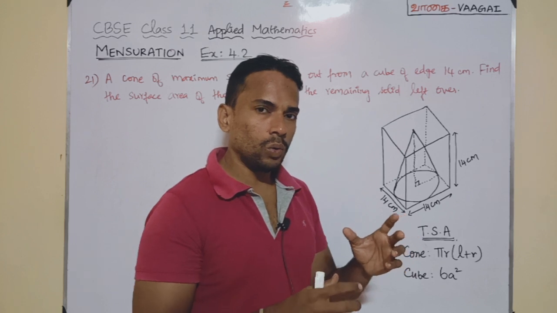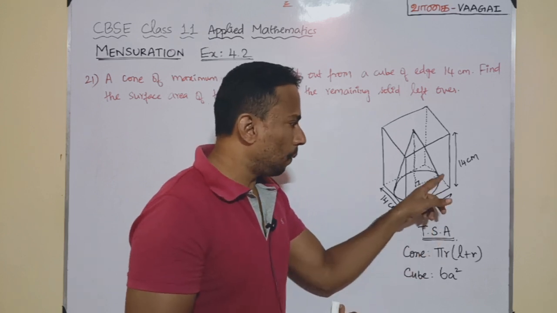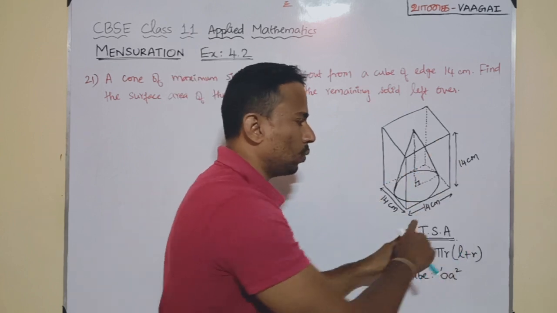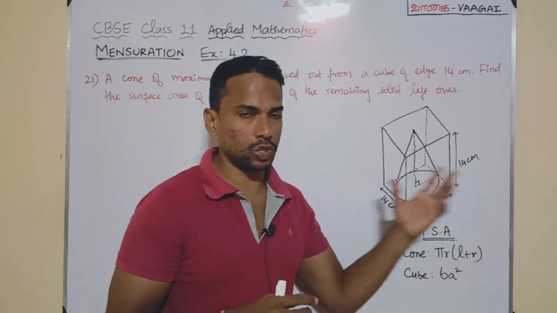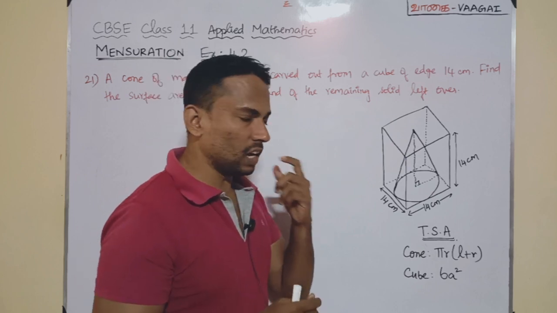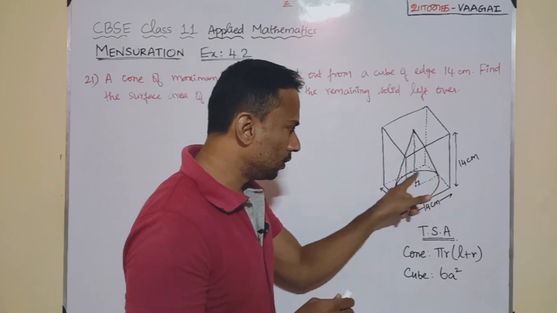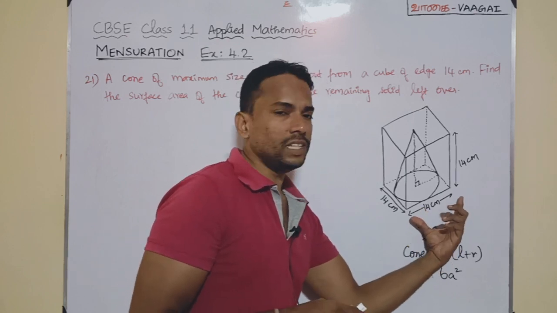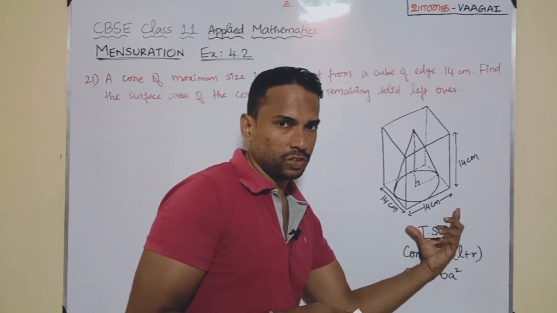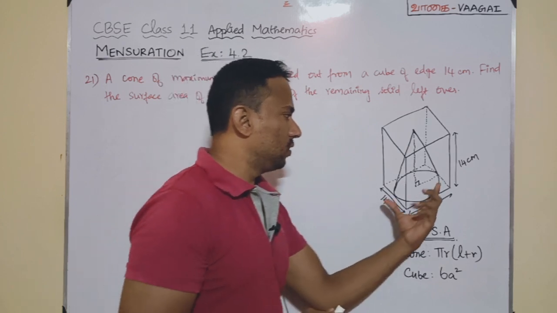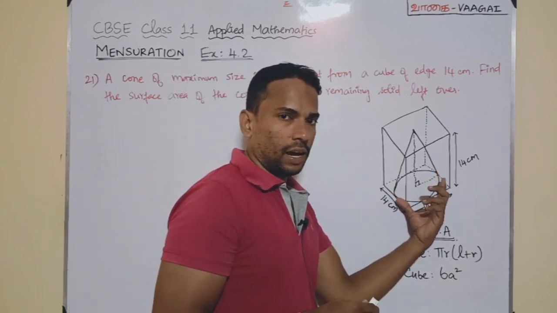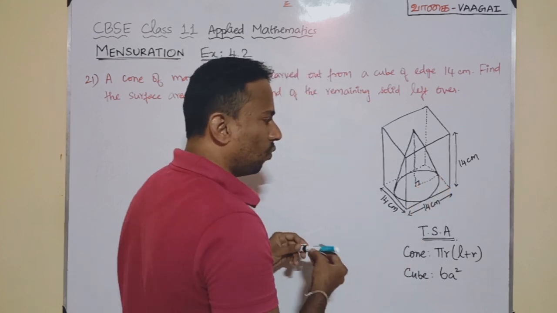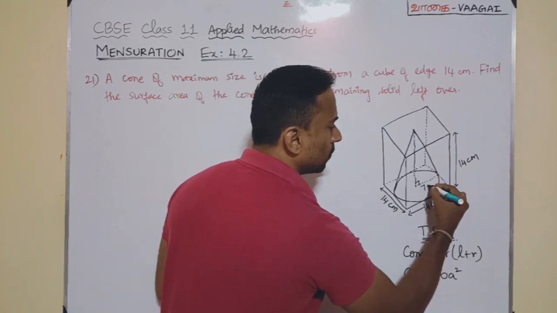If at all you need to do this process, the cone's base should be a circle of maximum size that will suit with the base square of this cube. So I can clearly understand that the base of the cone should also have a diameter of 14 centimeter, which is matching with this side of this cube. If this diameter is 14, then the radius of the base of the cone should be equal to 14 by 2, which is going to be 7 centimeter.